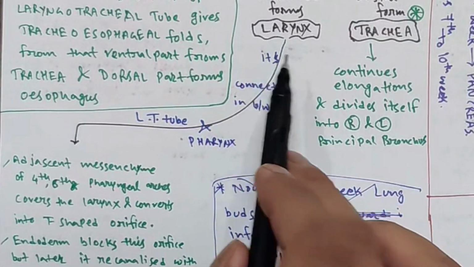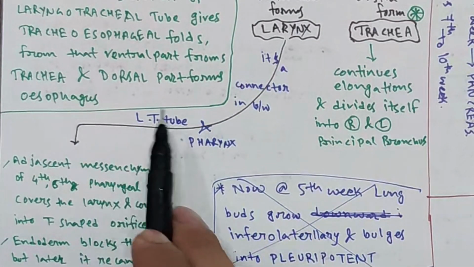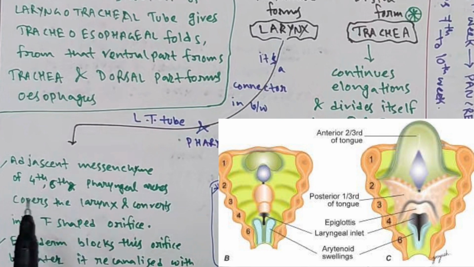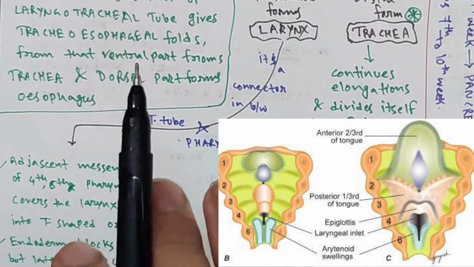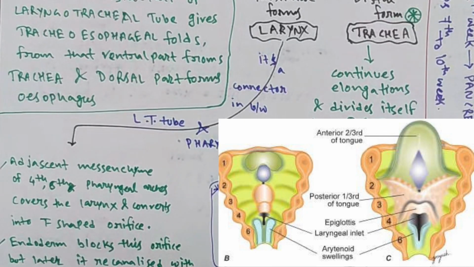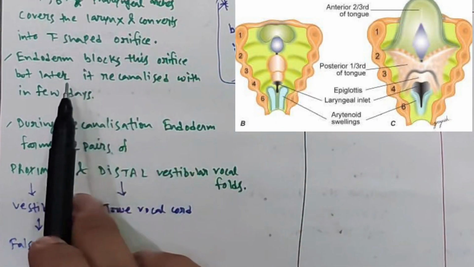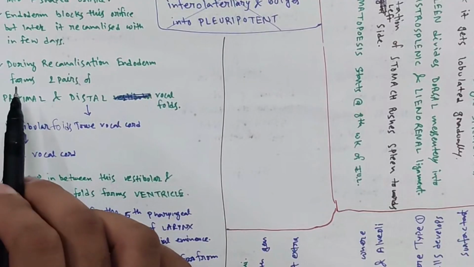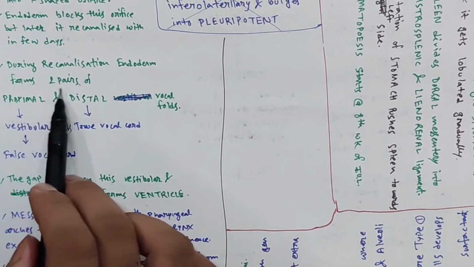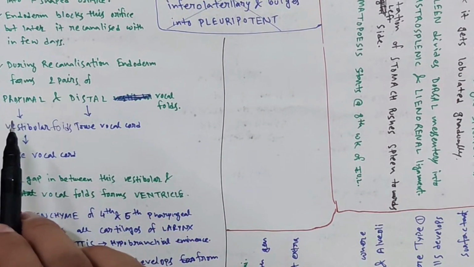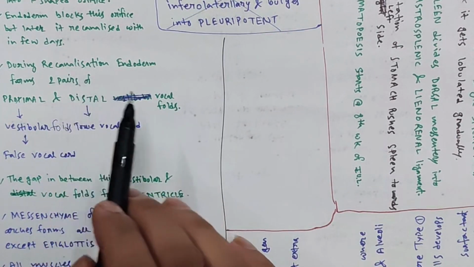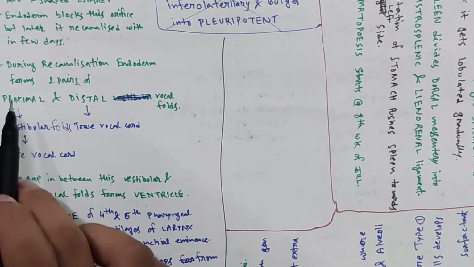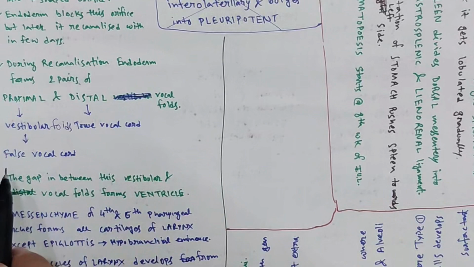See, larynx is a connector in between the laryngotracheal tube and the pharynx. So the adjacent mesenchyme of the 4th and 6th pharyngeal arch covers the larynx and converts it into a T-shaped orifice. Now the surrounding endoderm blocks this orifice, but later it recanalizes within a few days. During recanalization, that endoderm forms two pairs of folds, proximal vestibular folds and distal vocal folds. Now the distal vocal folds convert into the true vocal cord and the proximal vestibular folds convert into the false vocal cord.